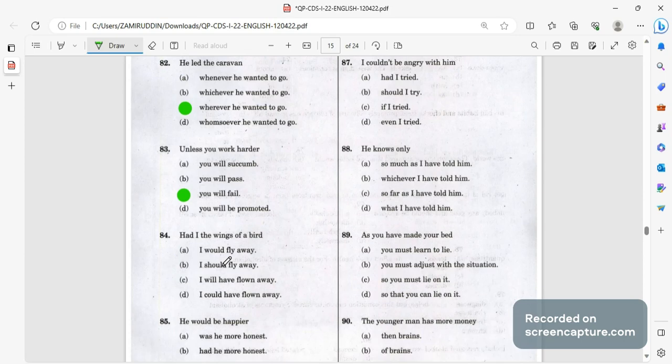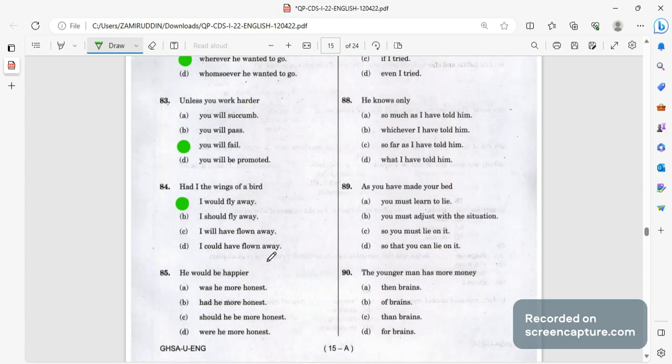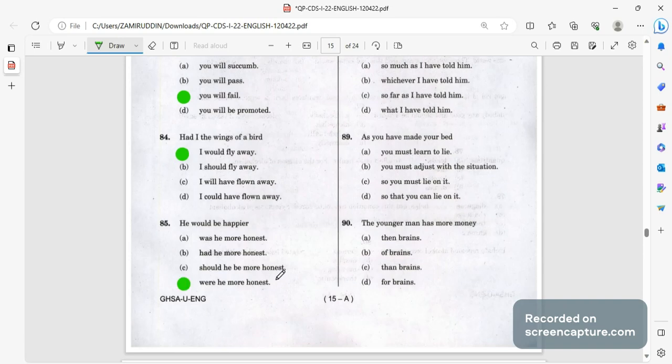Had I the wings of a bird, I would fly away. He would be happier were he more honest. अगर वो ज्यादा honest रहता, अगर वो ज्यादा happier रहता. He would be happier were he more honest.